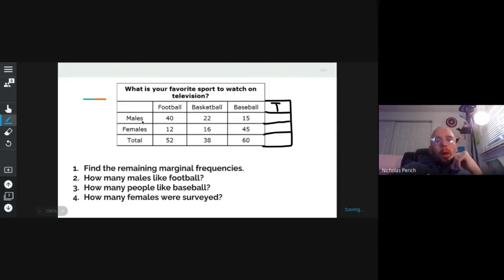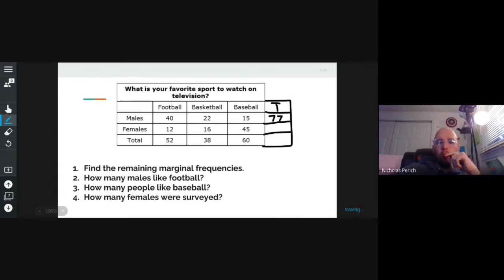So a bunch of males and a bunch of females were asked what their favorite sport to watch on television is, and 40 males said football, and 16 females said basketball, and 38 said basketball total. How many males were interviewed? Well, let's add them up. 40 plus 22 is 62, and 62 plus 15 is 77.